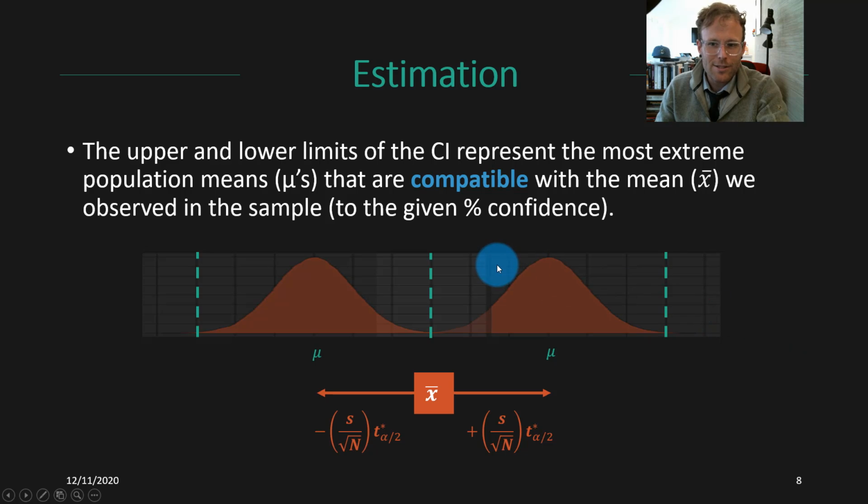So that's why I actually sometimes like to think about this really as more of a compatibility interval than a confidence interval, because it's telling you what the lowest value of mu that's compatible with what you observed and what the highest value of mu that's compatible with what you observed might be. So I think this visualization and thinking about that as a compatibility interval is helpful.